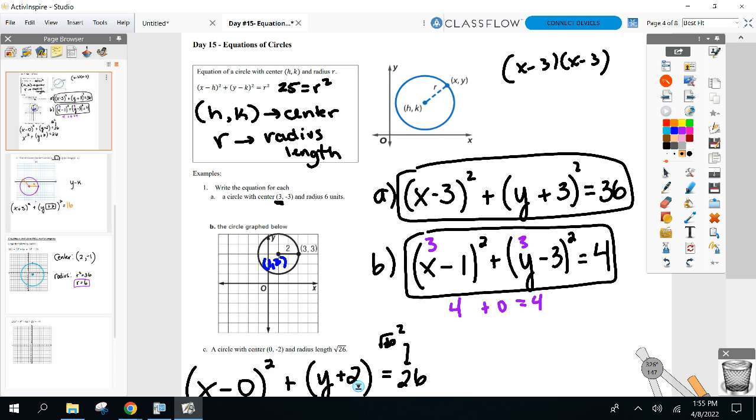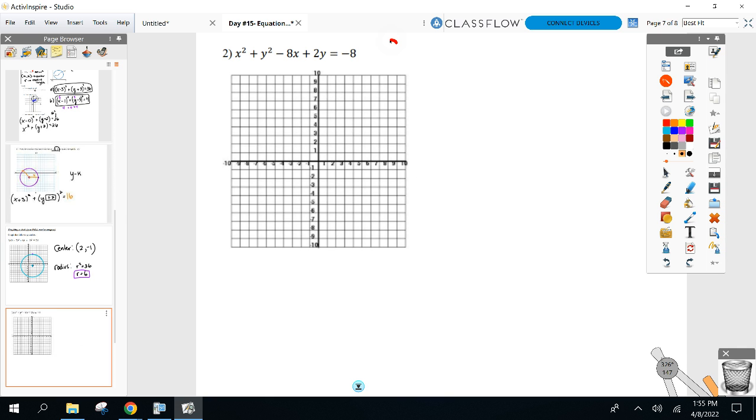I've told you in the past, mathematicians are clever. This form is called center radius form. Huh? How about that? That's called center radius form right there. Makes sense, huh? Center radius. This form I'm giving you in problem number 2 is in standard form.